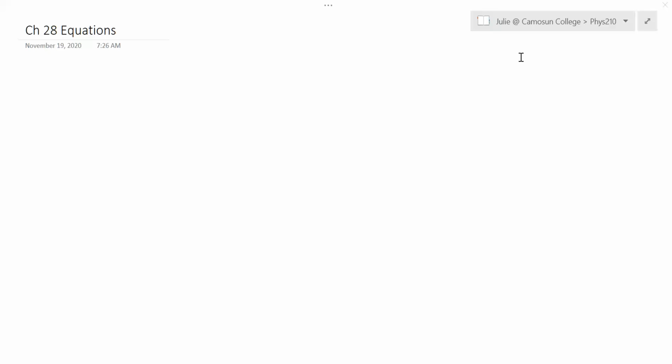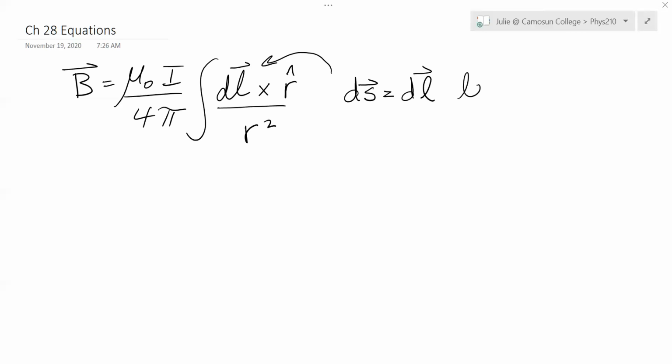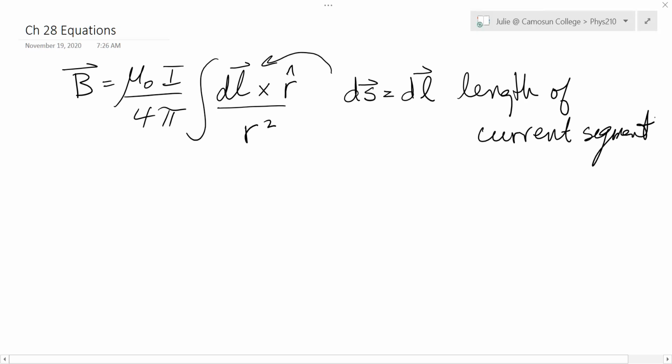I'll just go over the equations on the equation sheet for chapter 28. So the first equation there is the Biot-Savart law. And I've done a YouTube video of how to use this equation to find the magnetic field due to a little element of current. Now I use this dL, I use dS usually, but it doesn't matter. This is the length of current segment. It points in the direction of the current. Okay, so something to be aware of.